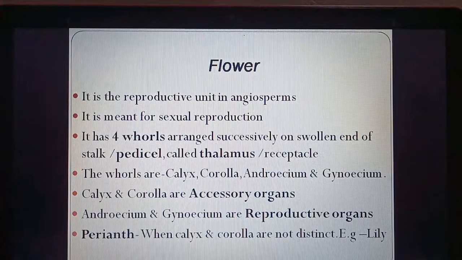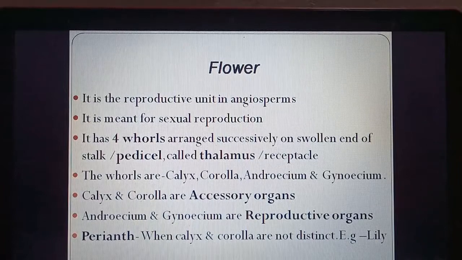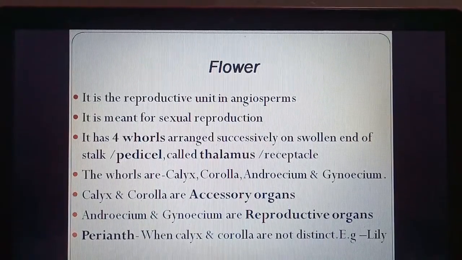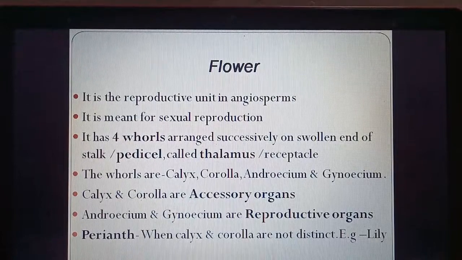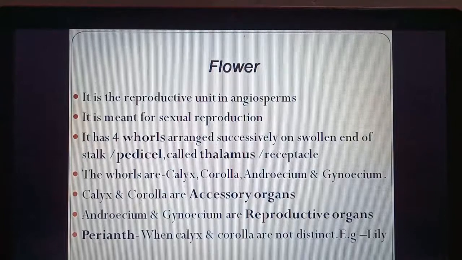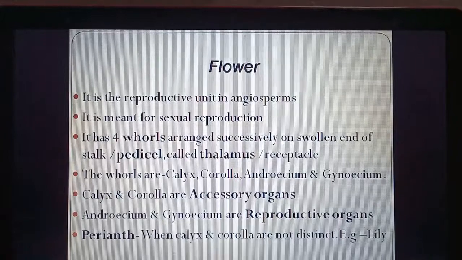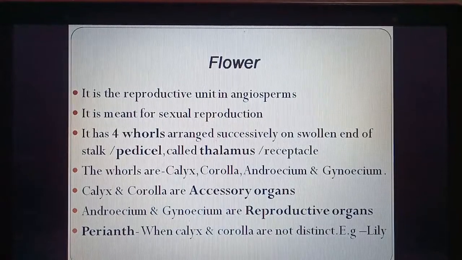The whorls are calyx, which is made up of sepals or the green part, corolla, which is made up of petals, androecium, which has stamens or the male reproductive part, and gynoecium, which has carpels, the female reproductive part. So the calyx and corolla are accessory organs. Means they are only helping in nature. They are not involved in reproduction, while the androecium and gynoecium are reproductive organs. So they are involved in reproduction because they produce gametes.